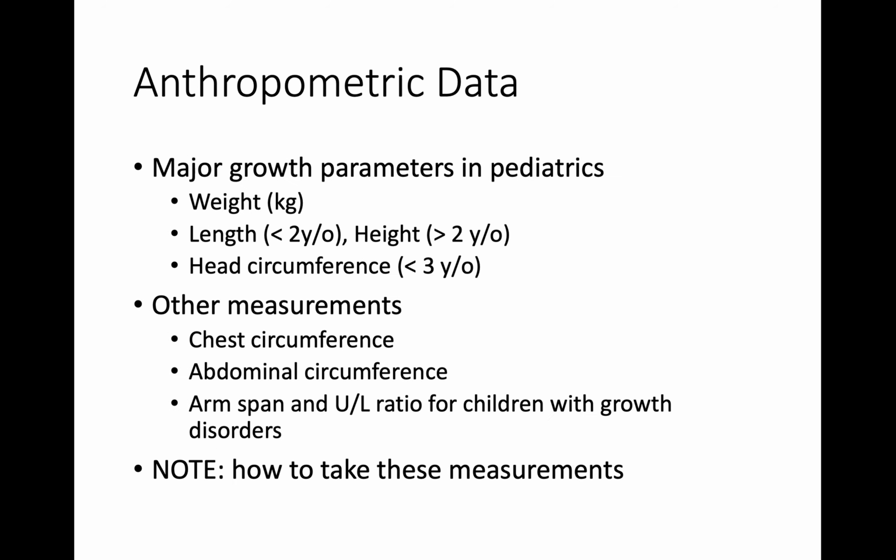With anthropometric data, there are 3 major growth parameters in pediatrics. The first is weight. The second is length. If the person is less than 2 years old, you would use length. You would use height if the patient is greater than 2 years old. Head circumference is done if the patient is less than 3 years old. Other measurements like chest circumference, abdominal circumference, arm span, and UL ratio for children with growth disorders can also occur.